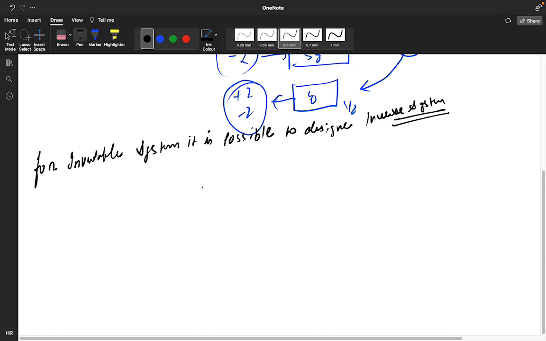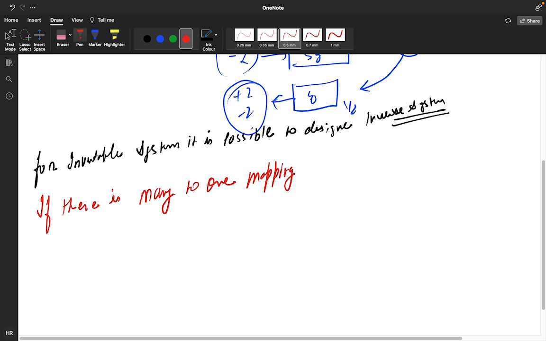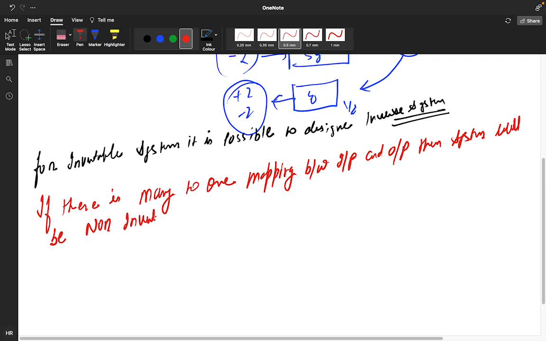If there is a many to one mapping between input and output, then the system will be non-invertible. Write it down. If there is many to one mapping between input and output, then the system will be non-invertible.